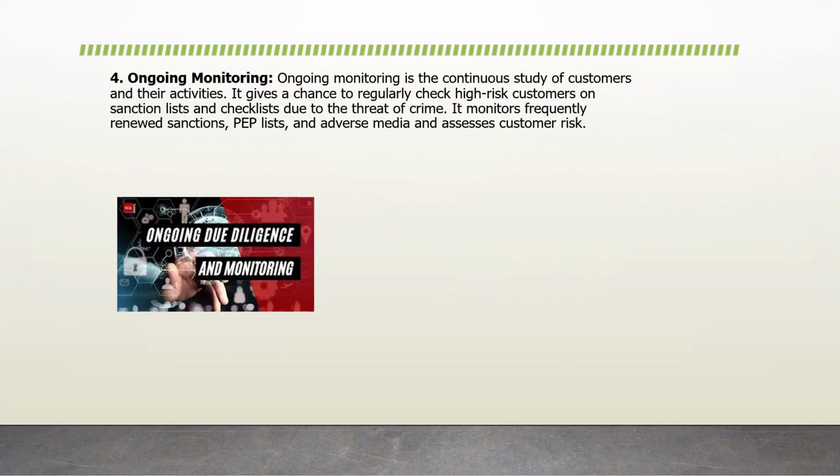Ongoing monitoring. Ongoing monitoring is the continuous study of customers and their activities. It gives a chance to regularly check high-risk customers on sanction lists and checklists due to the threat of crime. It monitors frequently renewed sanction and PEP lists, adverse media, and assesses customer risk.